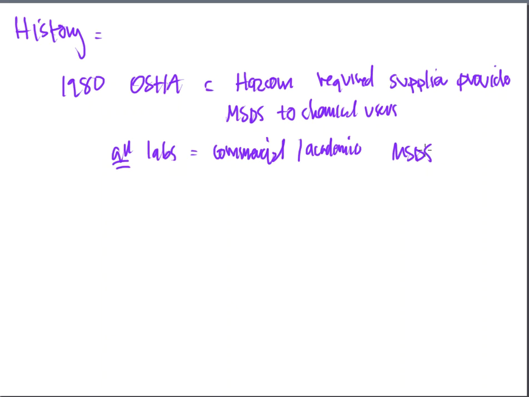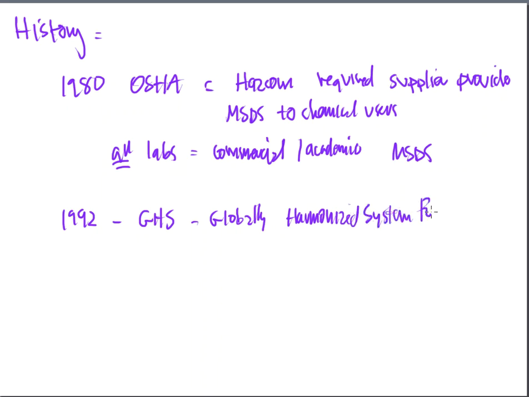All right. To improve the labeling and classification, though, in 1992, we get a change. And this is where our GHS system came into play. The GHS, we've seen that before too, is the Globally Harmonized System for classification and labeling of chemicals.